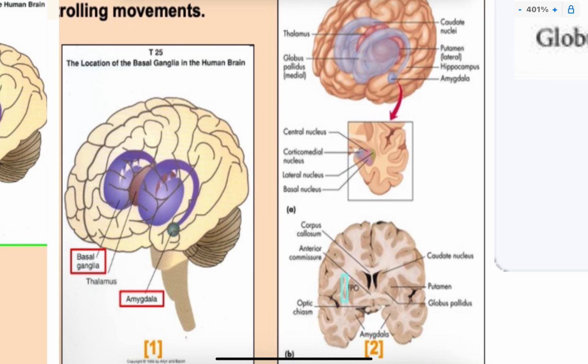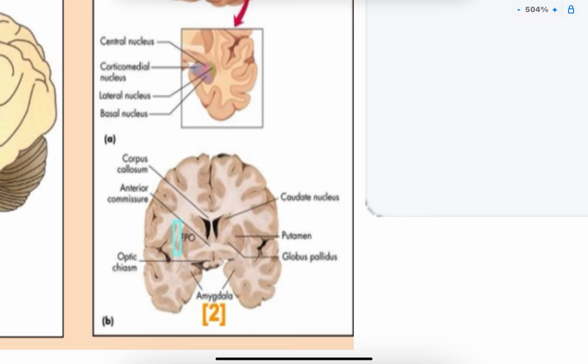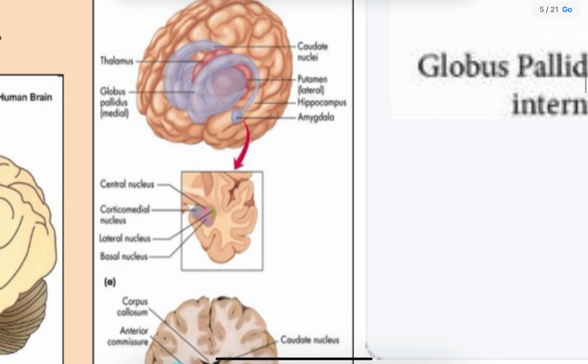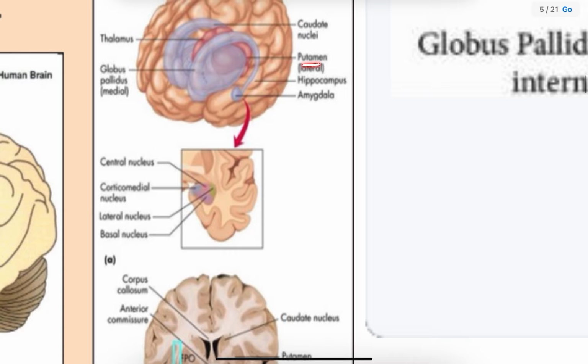Here we can see the basal ganglia, and this is the thalamus, and here is the amygdala. If we zoom in more, here we can see the corpus callosum. Here we can see the putamen and the globus pallidus, and here the caudate nucleus. So again, it's caudate nucleus, putamen, and globus pallidus. Here is the amygdala. Here you can see the caudate nuclei, the putamen laterally, and the globus pallidus medially. Again, the putamen is always lateral, the globus pallidus is medial, and you can see the amygdala.